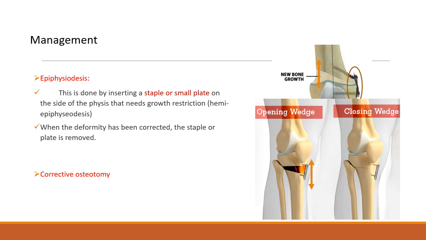So in the image on the right, you can see the open wedge osteotomy. We open the wedge, insert a bone graft, and put a plate on top of it to correct a varus deformity. The other image is a closing wedge osteotomy. You cut a wedge from the bone and close it for a genovalgus deformity to correct this deformity.